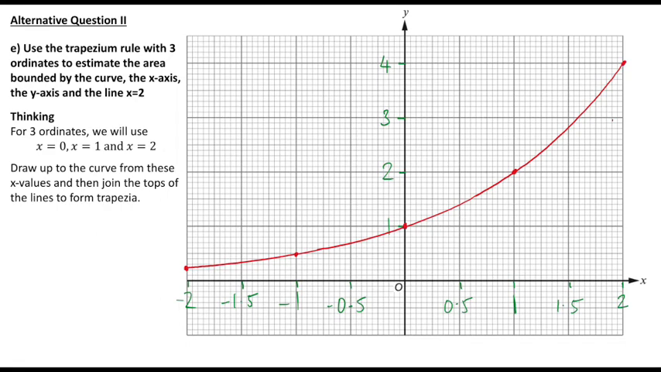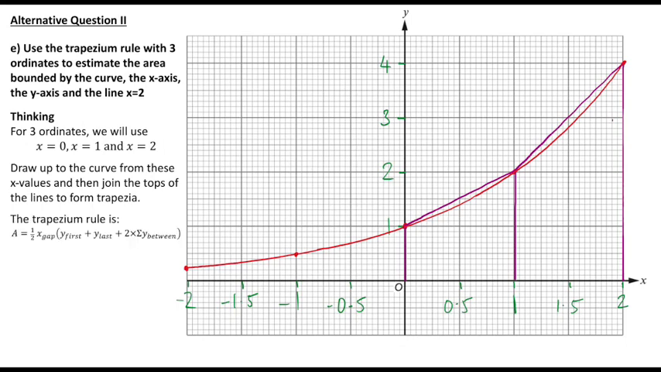We draw up to the curve from these x values, and then we join the tops of the lines to form trapezia. So we're going to get 2 trapezia here. There's the lines going up, and that's the tops of the lines joined up, and we can see we've got 2 trapezia next to each other.